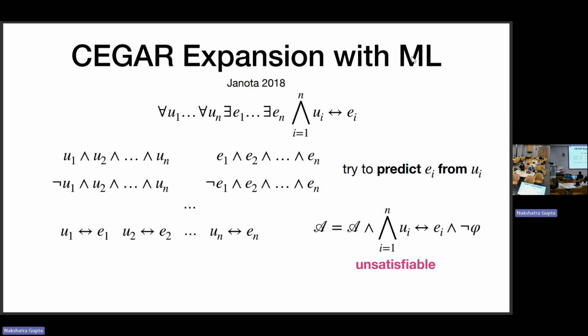Okay, so here, after adding the strategy to the abstraction, if it's the right strategy, then we can immediately conclude that this formula is true because the abstraction becomes unsatisfiable.